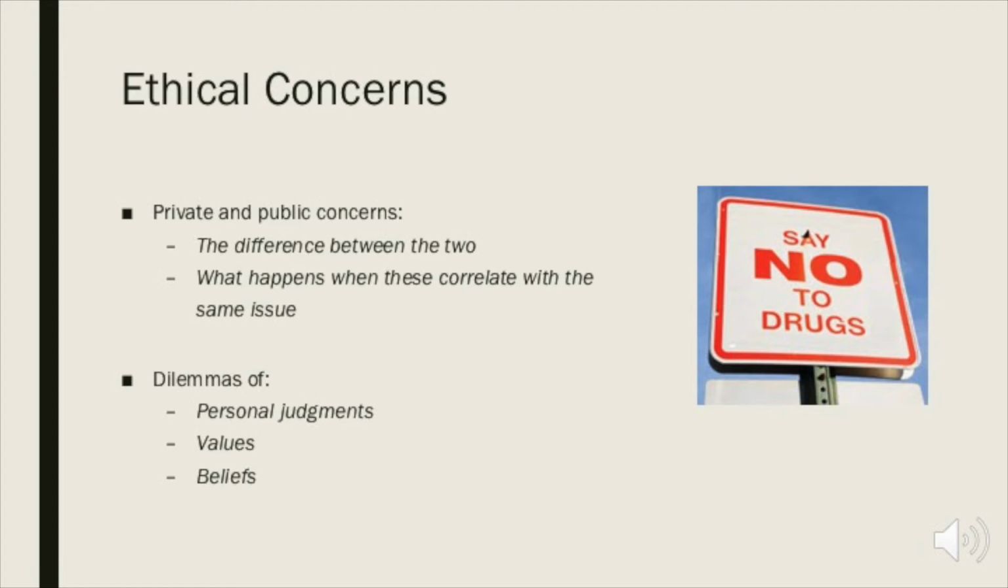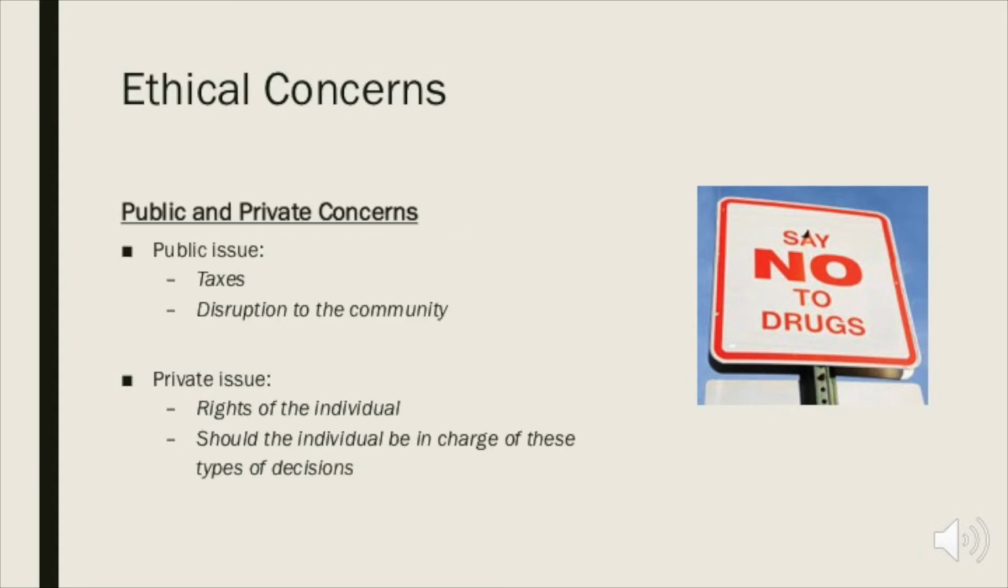Ethical concerns associated with substance abuse involve topics such as the difference between private and public concerns, and what happens when the two of these are a concern for the same issue. Another ethical concern is the dilemma of personal judgment, values, and beliefs. The difference between public and private concerns becomes extremely prevalent because substance abuse affects the public through taxes and disruption of community, and it is a private concern because it is an individual's life and the choices they make or that are made on their behalf affect their well-being and future.